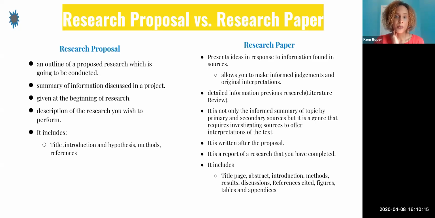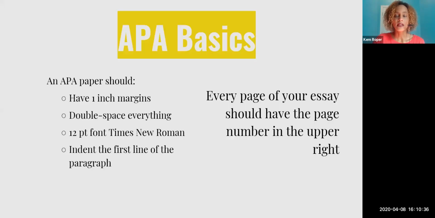Of course, the research paper comes after the proposal. It is a report of the research that you have completed and the conclusions that you have come to as a result. The research paper includes a title page, an abstract, an introduction, methods, results, discussions, references cited, figures, tables, and appendices. So we're going to look at some of the basics of APA documentation.